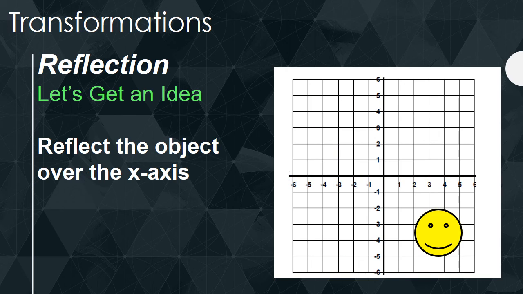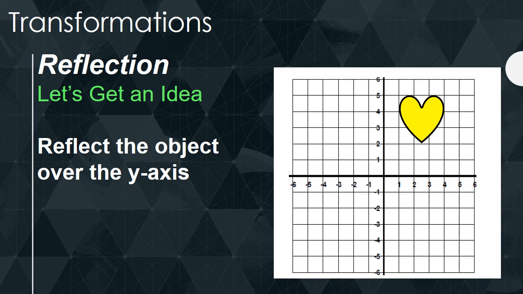So let's go ahead and reflect our little smiley face across the x-axis. So you can see that reflection. They're the same distance. The top of the head is the same distance from the x-axis. And you see we have a mirror of these objects.